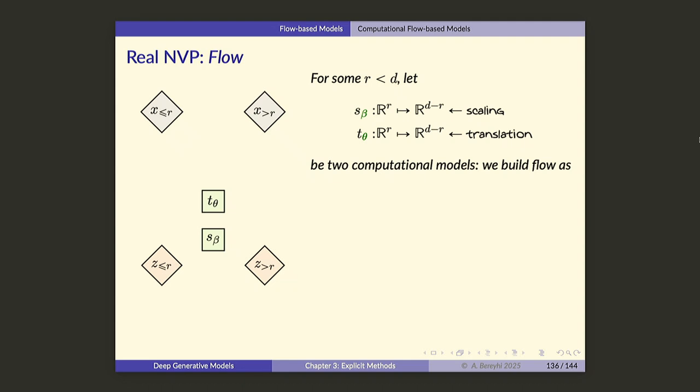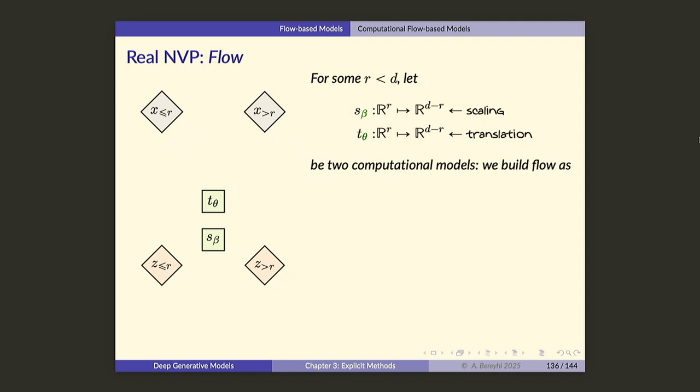Now, what we do here, first of all, we're going to get our z, and this z is d-dimensional, right? I'm going to cut it into two parts. One part is the first r entries of z. The second part are the remaining d minus r entries, right? So I just choose any r that I want, and then I cut this z into two parts. One of them is the first r entries. The second part are the remaining entries.